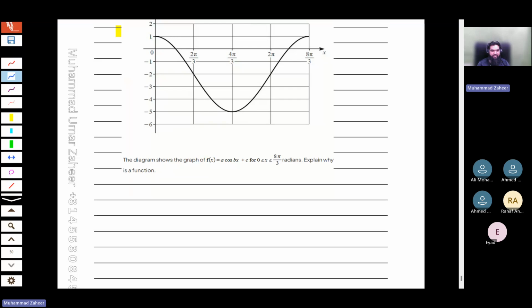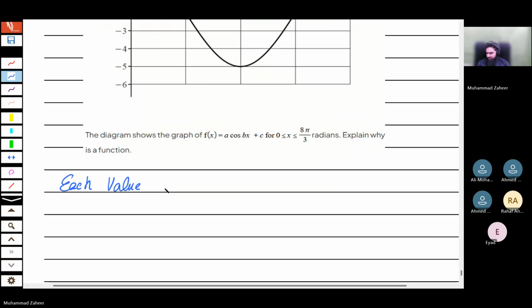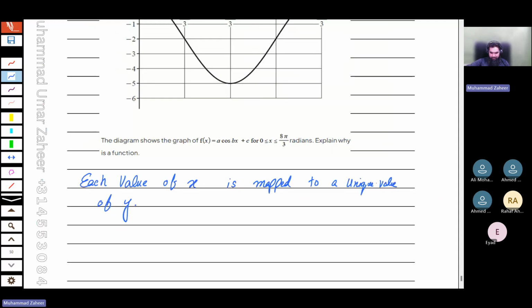This question depends on the basic definition of a function. For each value of x, it is mapped to a unique value of y, or a single value of y. So that's why this is the graph of a function.